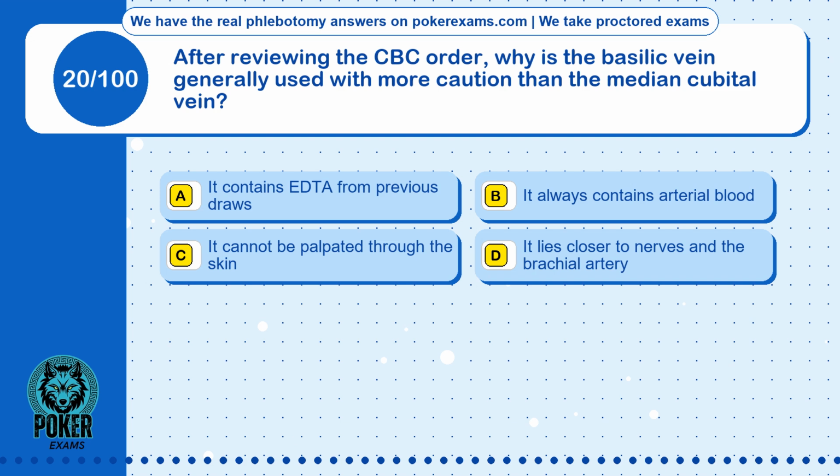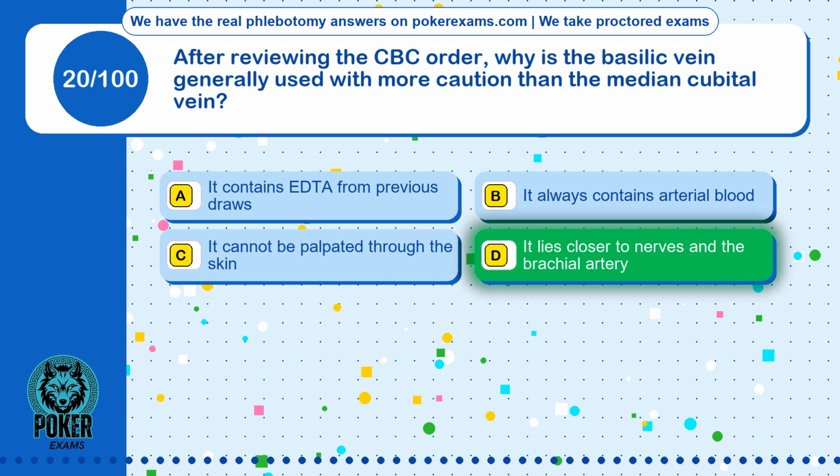Question 20. After reviewing the CBC order, why is the basilic vein generally used with more caution than the median cubital vein? Option A. It contains EDTA from previous draws. Option B. It always contains arterial blood. Option C. It cannot be palpated through the skin. Option D. It lies closer to nerves and the brachial artery.